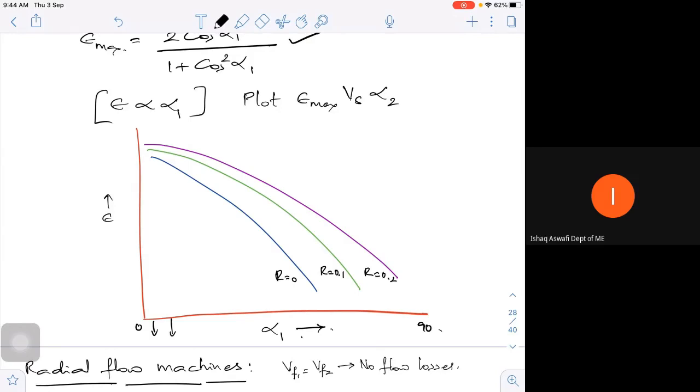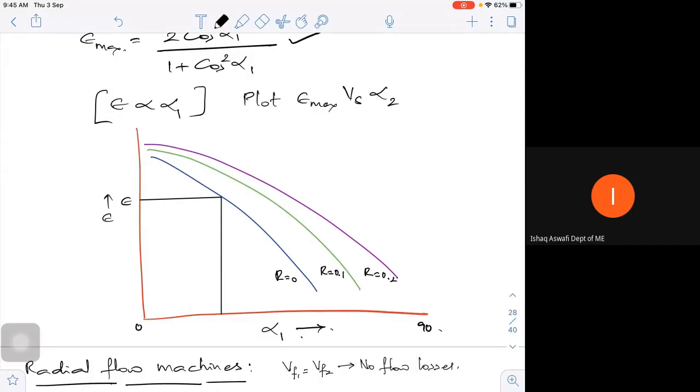When I try to plot it, I'll see this kind of curves. So what is the advantage of this particular curve? When I have this kind of a curve, I can easily find out, at any given value of alpha, draw a vertical line and I'll be able to easily predict what is my maximum utilization factor. This becomes some kind of a design point for us.